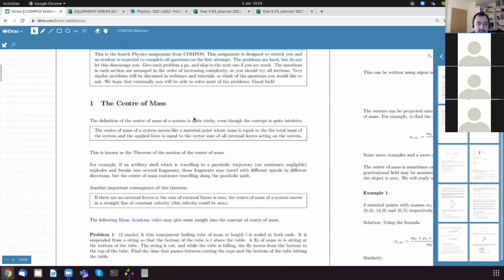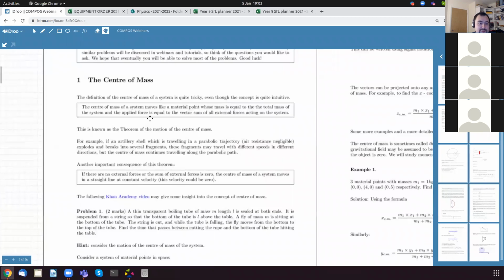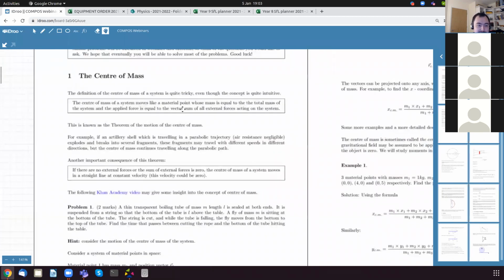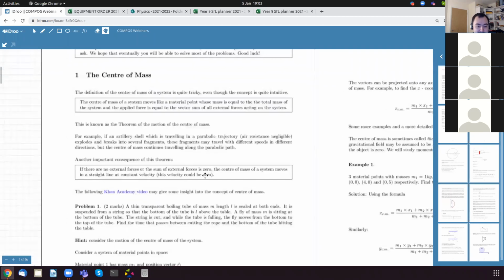Okay, perfect. So let's have a look. The first topic is the center of mass of a system. And there's a theorem of the motion of center of mass. The center of mass of a system moves like a material point whose mass is equal to the total mass of the system. And a consequence of that theorem is that if the sum of the external forces is 0, the center of mass of a system moves in a straight line at constant velocity.